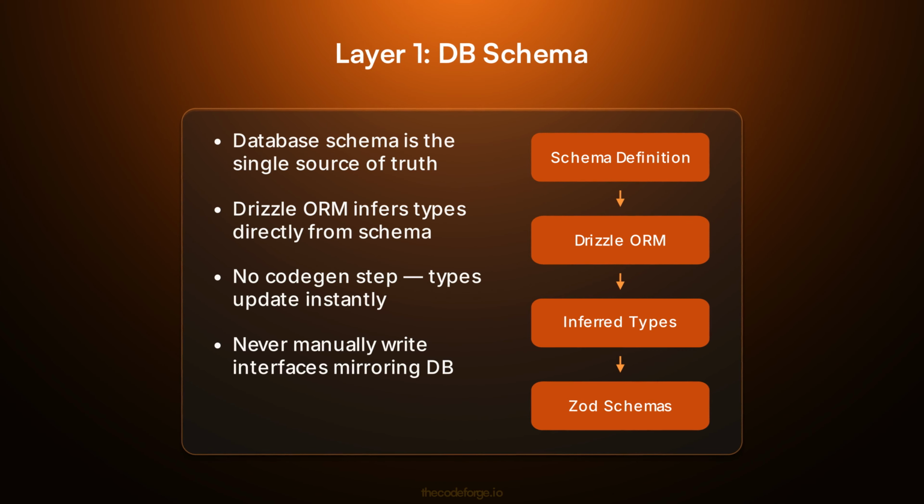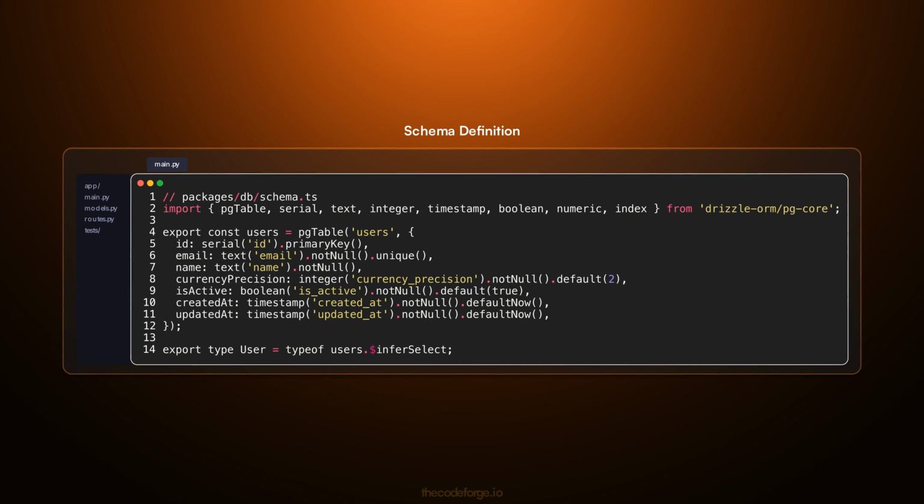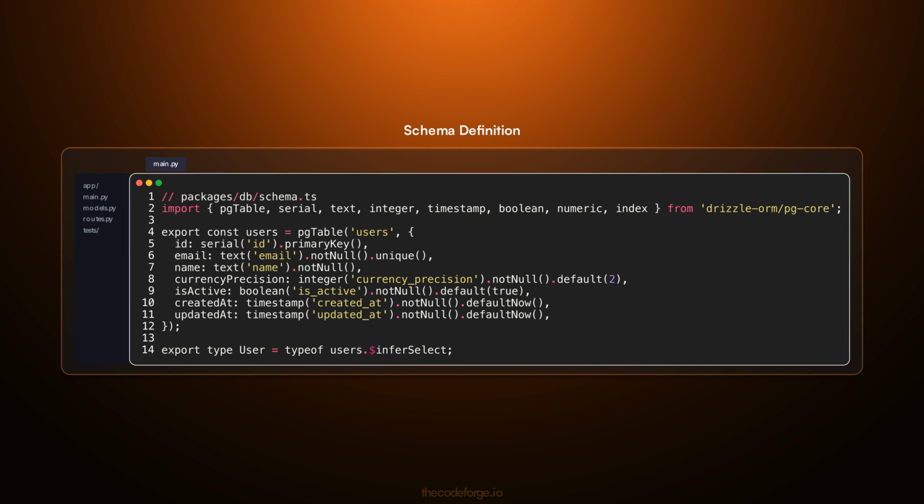Drizzle ORM infers types directly from the schema definition, no generate command, no sync gap. The moment you update the schema file, the types update. Here's a Drizzle schema for a users table. Notice we define the schema once and infer the TypeScript type using infer select. Never manually write an interface that mirrors this. That creates a second source of truth that will drift.